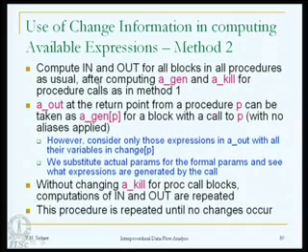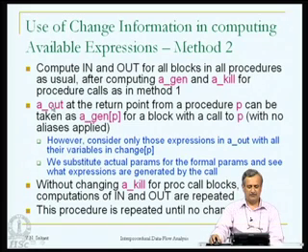In method 2, compute in and out for all basic blocks in all procedures as usual after computing A gen and A kill as in method 1. So, this is the starting point. So, after this, see, the previous method 1 gave us a slightly better estimate for in and out of all the basic blocks, right. Now, we use that as the starting point now. So, how? A out at the return point from a procedure P can be taken as the A gen P for a block with a call to P. So, this is what I was saying.